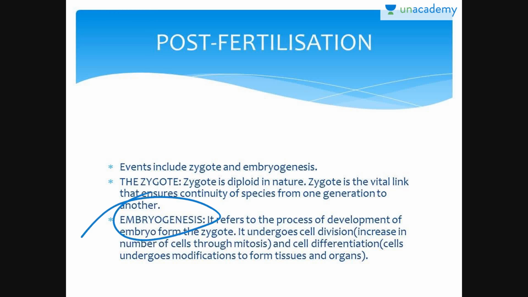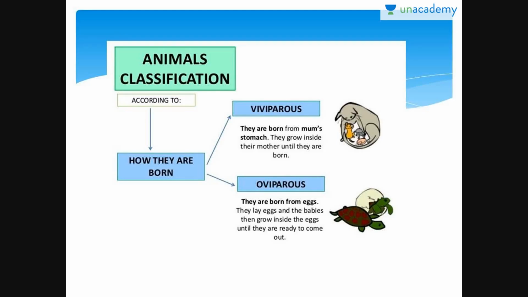Embryogenesis is defined as the development of zygote into an embryo. So the zygote undergoes cell division, and then there is an increase in the number of cells through mitosis, and then later on cell differentiation, that is, the cells undergo modification to form tissues and organs.